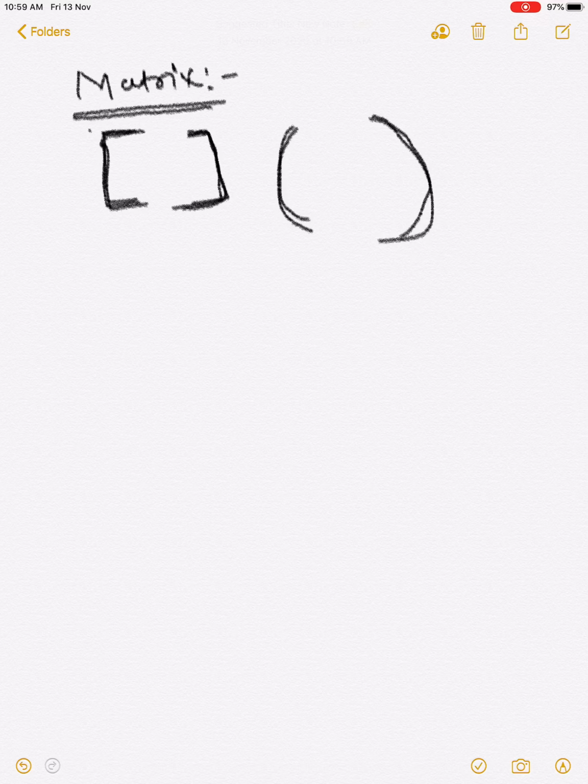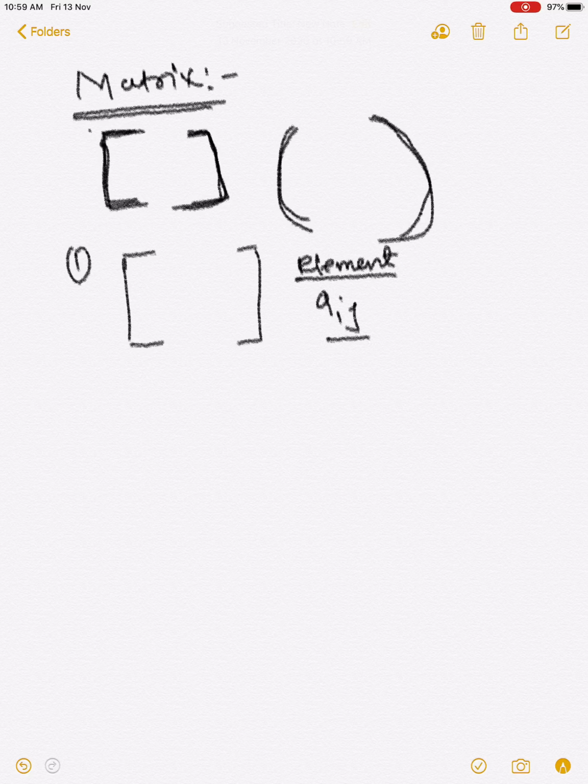Now, if you arrange numbers, the numbers included in this box are known as the elements of that matrix. An element is denoted as aij. Let's say the numbers are 1 2 5 and 7 8 9. So 1 2 5 and 7 8 9 are the elements of this matrix, and in aij, i denotes the row and j denotes the column.